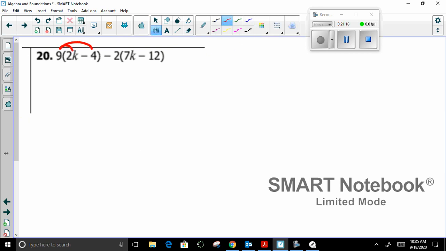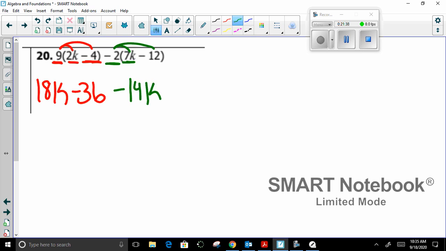All right, let's distribute. Now keep in mind, I have a lot to distribute here. I have the 9 to distribute here and here. So 9 times 2k is 18k. 9 times -4 is -36. I also then have this -2 to distribute, so they're giving me more than one thing. -2 times 7k is -14k. -2 times -12 is +24.